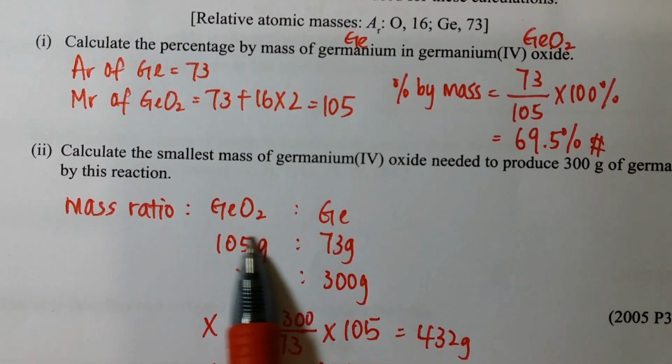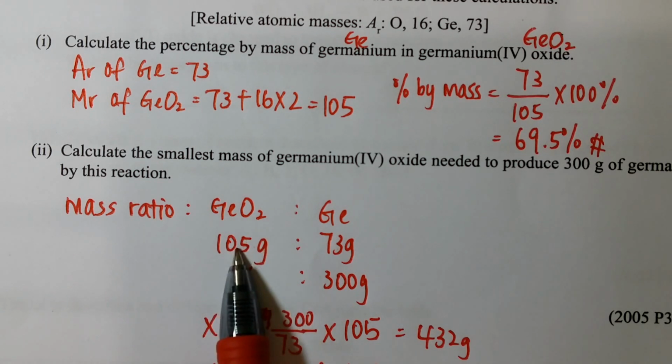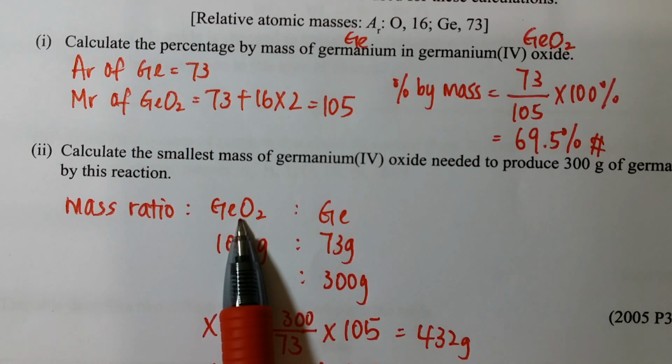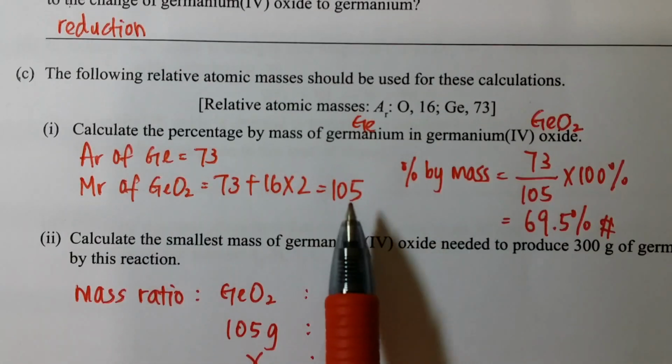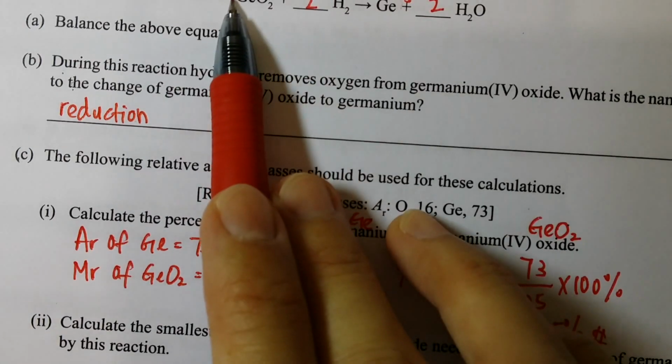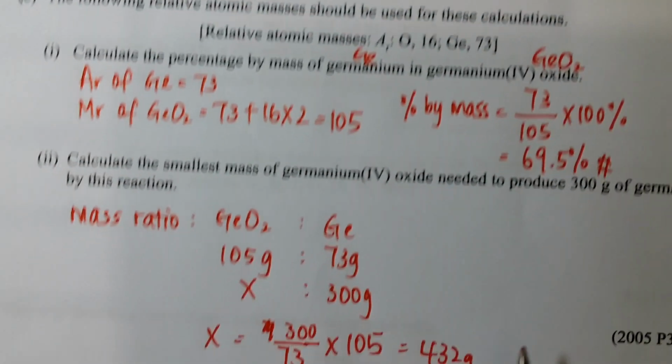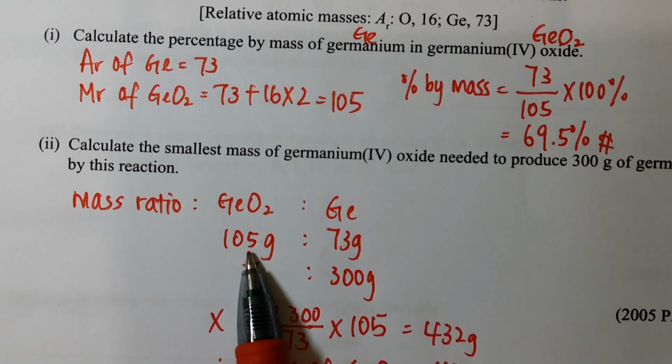How do you get this 105 gram? So this is the mass of 1 mole of GeO2. Mass of 1 mole of GeO2 is the mole times the MR. MR is 105. Mole is 1 mole. So 1 times 105 will give you 105 gram.